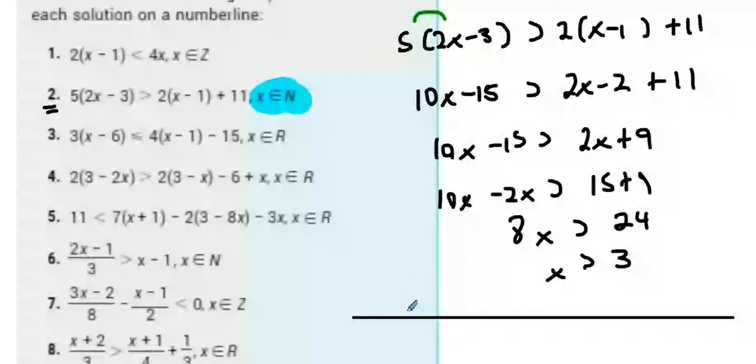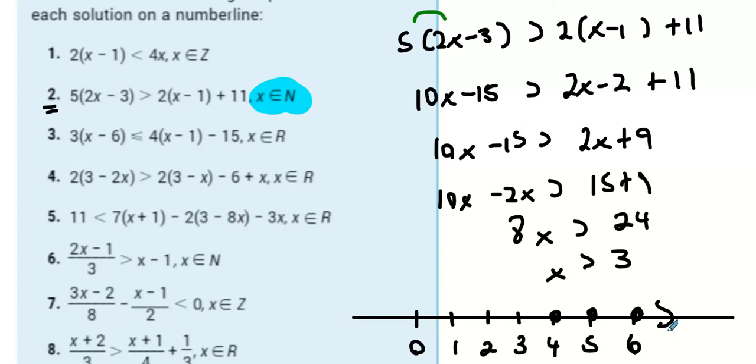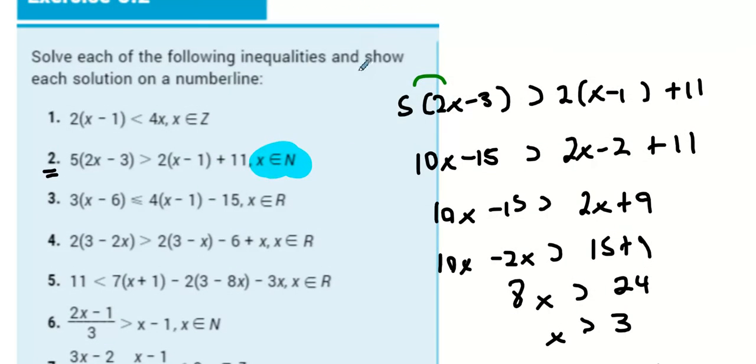Now, do we include 3 or not? No, it's not bigger than or equal to 3. It's greater than 3. So that means you have to start off with 4 onwards. Okay? So you go 4, 5, and look, you're going to go on forever, which means you're going to just have to put an arrow just to say that you're carrying on forever to the right. It says draw each solution, show each solution on a number line. So absolutely.